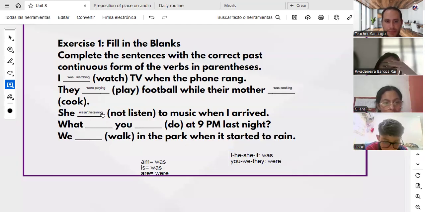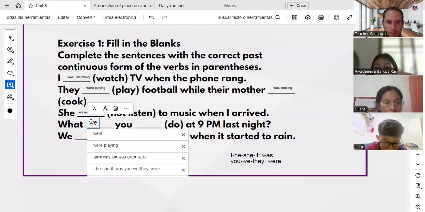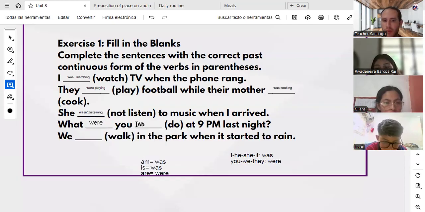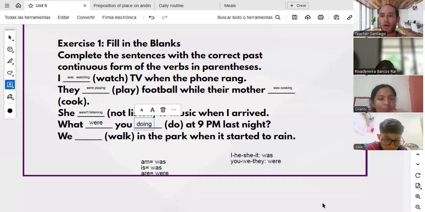Were you doing, as easy as that, at 9 p.m. last night? So remember, guys, we use was with singular, just one. And we use were with plural or with you, right? So we use was with he, she, or it, and were with you and they. Okay, no worries about that.